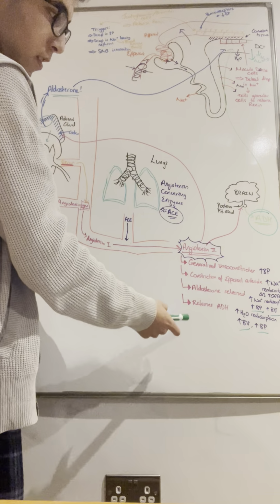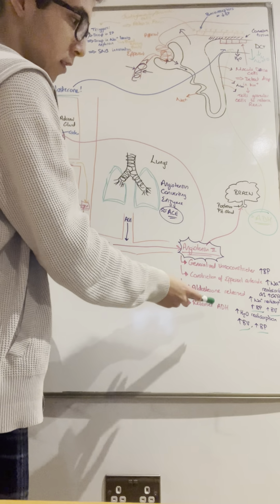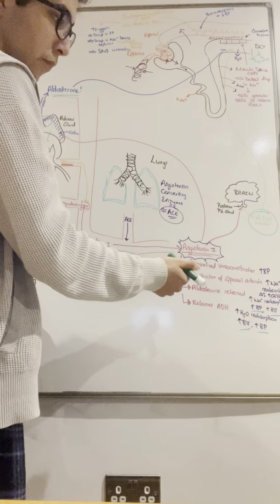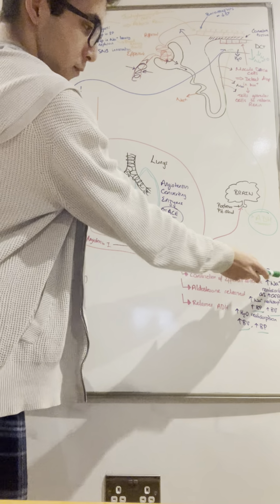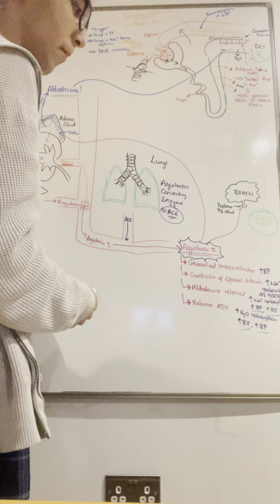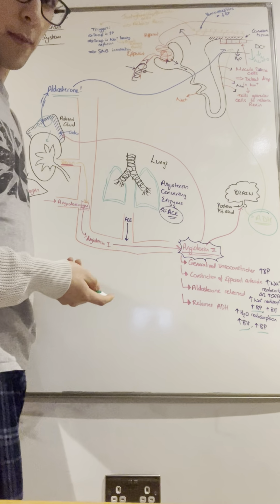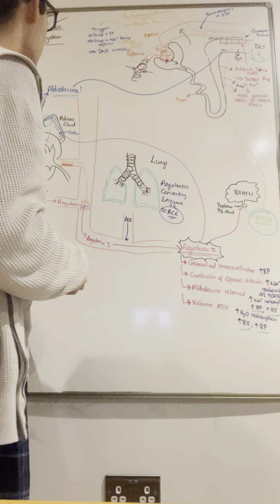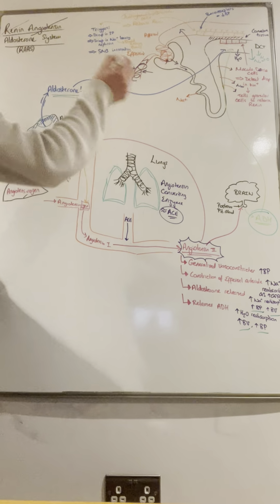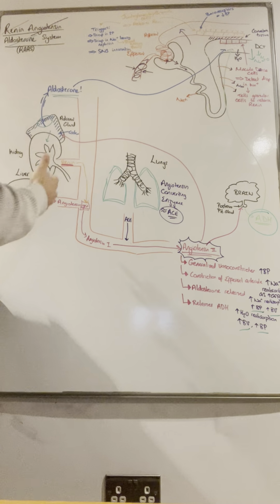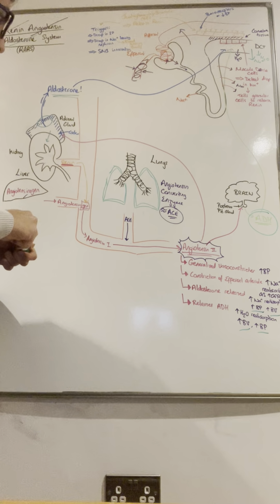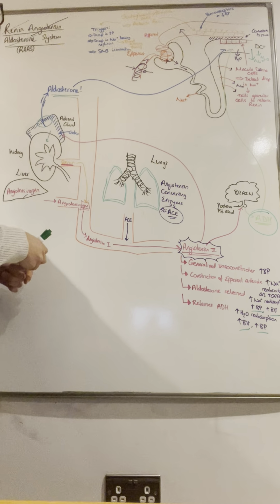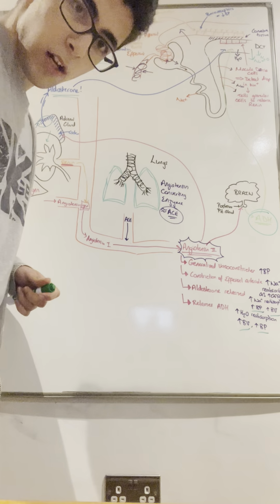So all these processes, all this angiotensin 2, main action is to increase blood pressure, increase blood volume, and reduce the amount of urine we're excreting. Okay, so now we've checked off aldosterone, and that's it basically. That's our renin angiotensin aldosterone system.